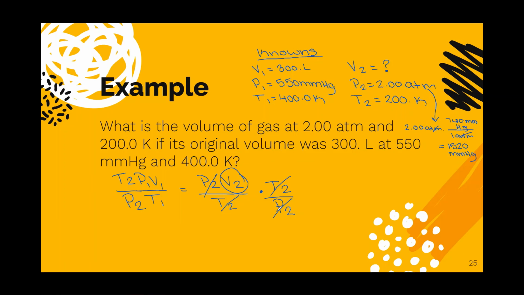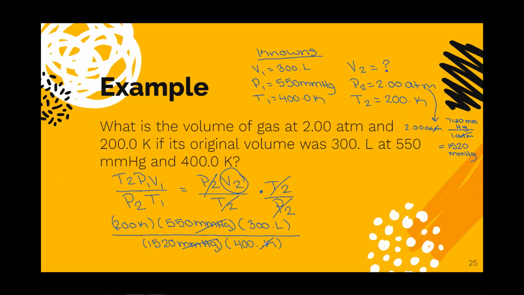Pay attention to your subscripts, the 2's and the 1's, to make sure that you put things in the correct location. So notice that the first one is T2, which is 200 Kelvin, times P1, which is 550 millimeters of mercury, and V1 is 300 liters. Now I'm going to divide that by P2, which is 1520 millimeters of mercury, and T1, which is 400 kelvins. Notice that my millimeters of mercury cancel out, my kelvins cancel out, and I'm left with units of liters.